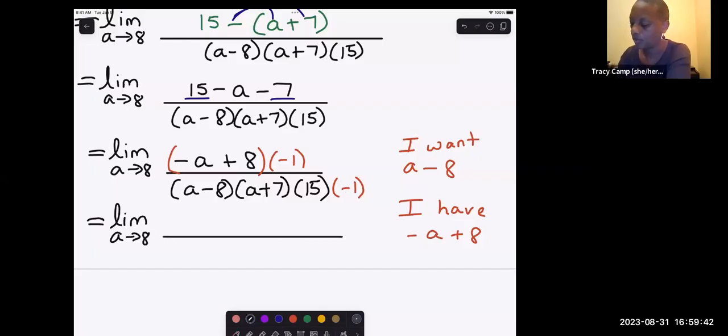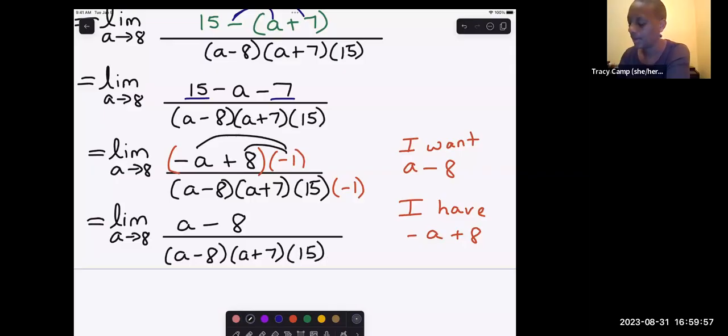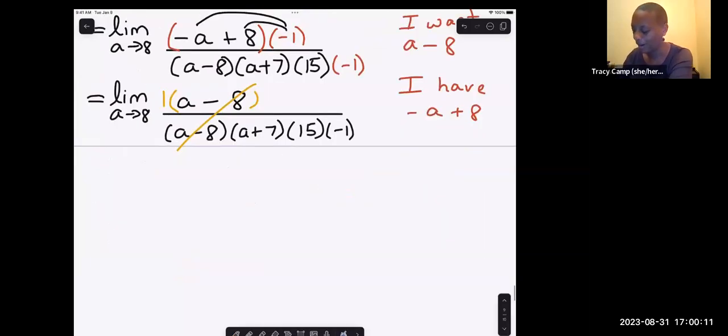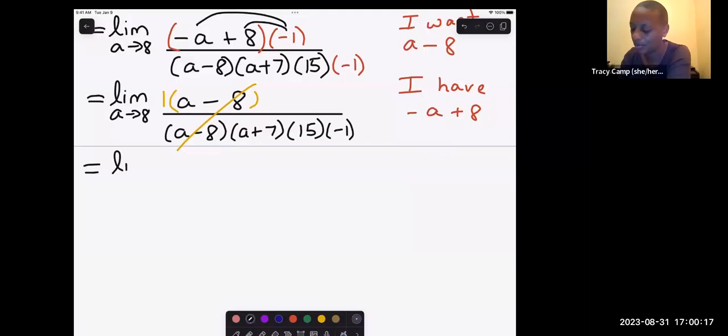So now when I distribute my -1, I'll have -1 times negative a, which is positive a, and -1 times 8, which is negative 8. And then in my denominator, this. And now I'm able to cancel out my a minus 8, recognizing that there's a 1 here that we don't typically write, but I'm writing it now to make it clear that what I'm left with now is the limit as a approaches 8 of 1 over a plus 7 times 15 times -1.